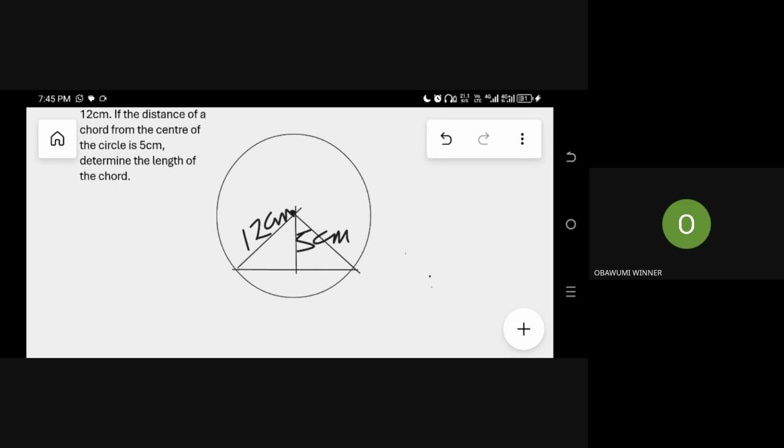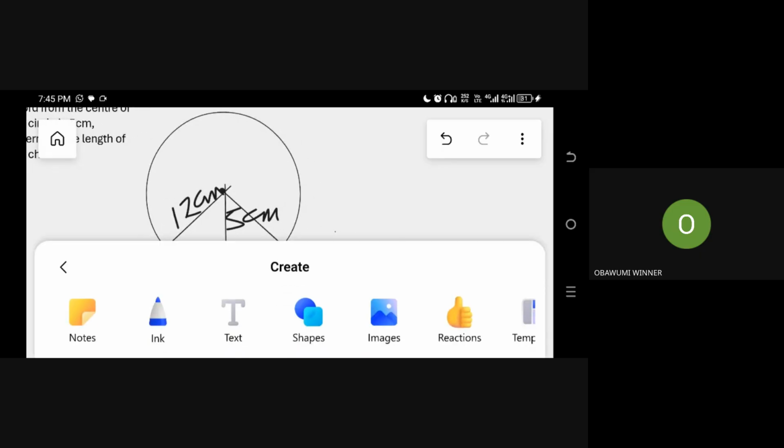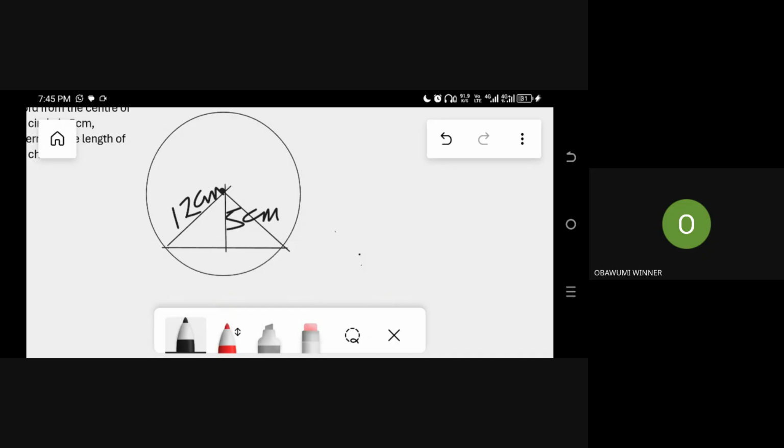What you do, as usual, you still have to cut out half of this, a right angled triangle from there. Cut it out. You cut out a right angled triangle from there. This isn't drawn to scale. The right angled triangle doesn't look right.